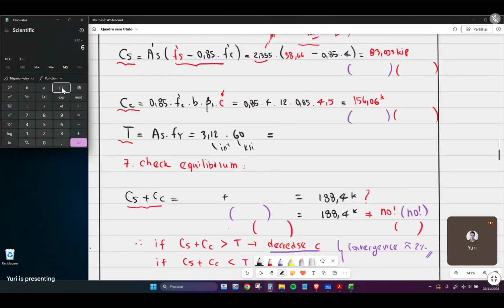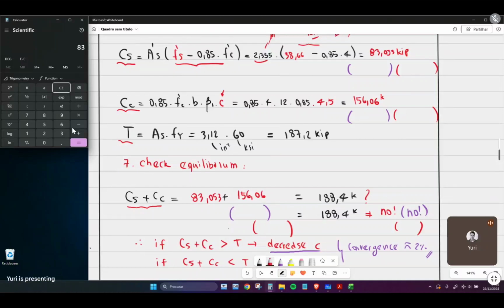3.12 times 60, 187.2 kip. As you can see, if you add this and this, that will go above 187, that's for sure. But let's just show here, guys. Here is 83.053 plus 156.06.